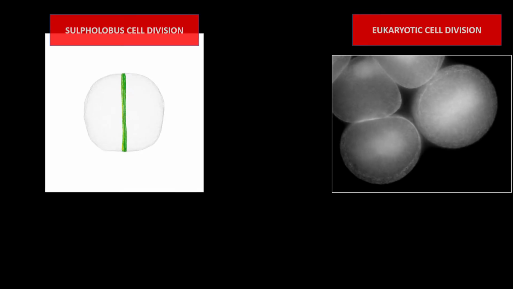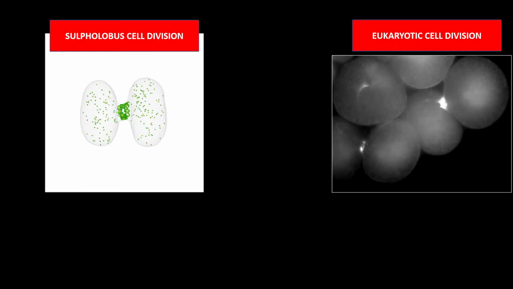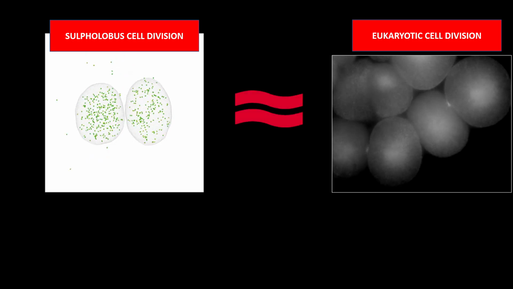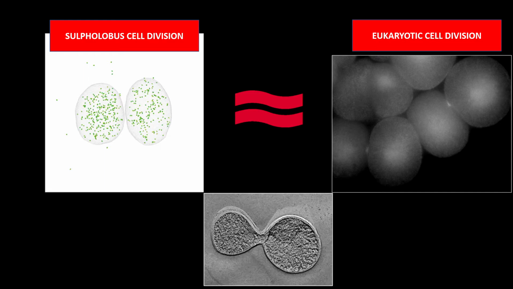Studies conducted on the archaeon Sulphobolus were amongst the first indicating remarkable similarities between the cell division machinery of archaea and eukaryotes. Sulphobolus, being a thermophile, requires high temperatures to thrive in, and thus studying the process of cell division in them using live cell imaging had been impossible until recently.